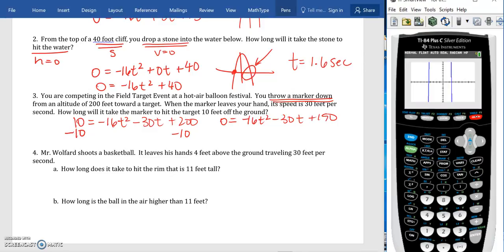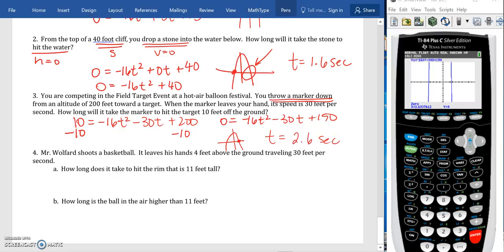And again, we're seeing a similar scenario. You've got your vertex way up here at the top, but that's okay. We just do a quick little sketch over here. It's doing something like that. We're only focused on that positive solution because that's going to make sense in the context of our problem. So we second calculate, we choose 0. I'm going to find that cursor, bring him down. Oh, there he was. I'm going to hit enter, arrow to the right, enter, and one more time. That marker is going to hit the ground after 2.6 seconds.